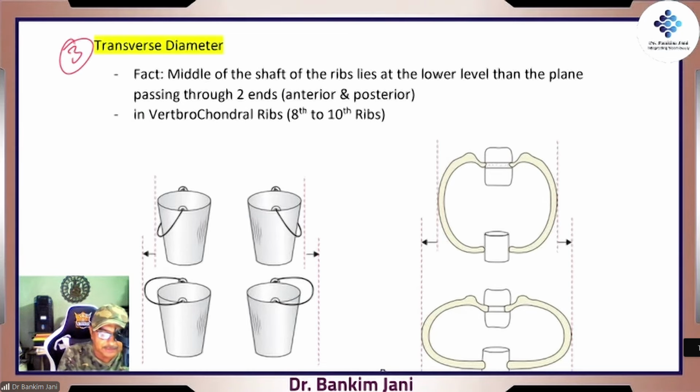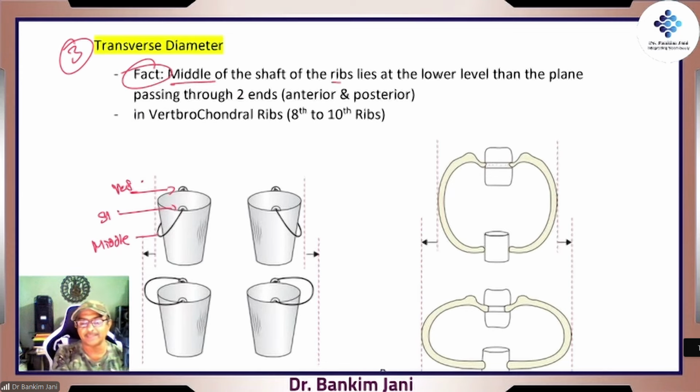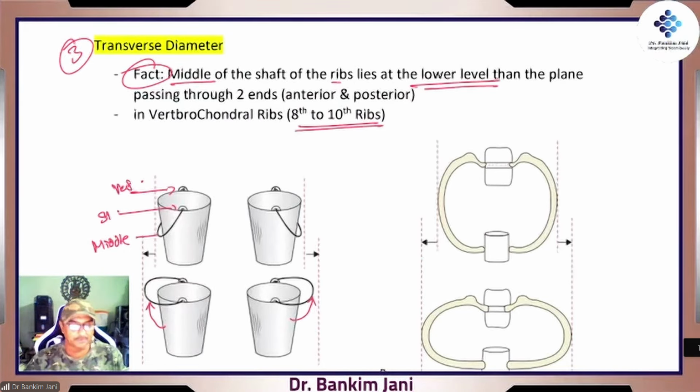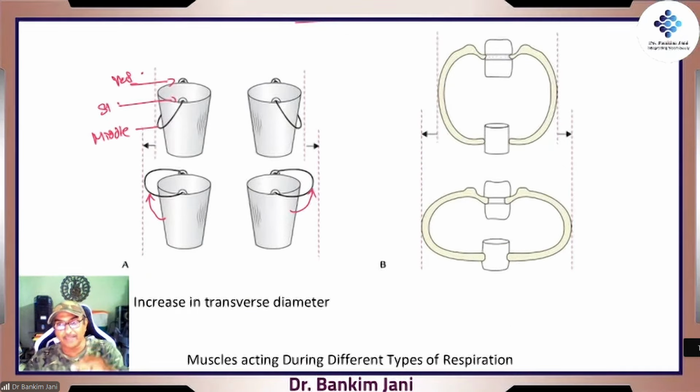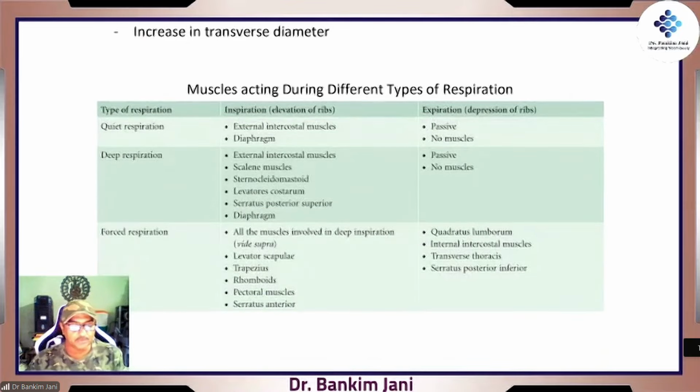If this is the vertebral end, this is the sternal end, and this is the middle of the rib, the middle of the rib is at a lower level. Middle of the shaft of the rib lies at a lower level than the plane, and that's why the bucket handle can be raised. That's the principle. This is in the vertebrochondral ribs, 8 to 10. They end at a lower level, so there is an increase in transverse diameter.